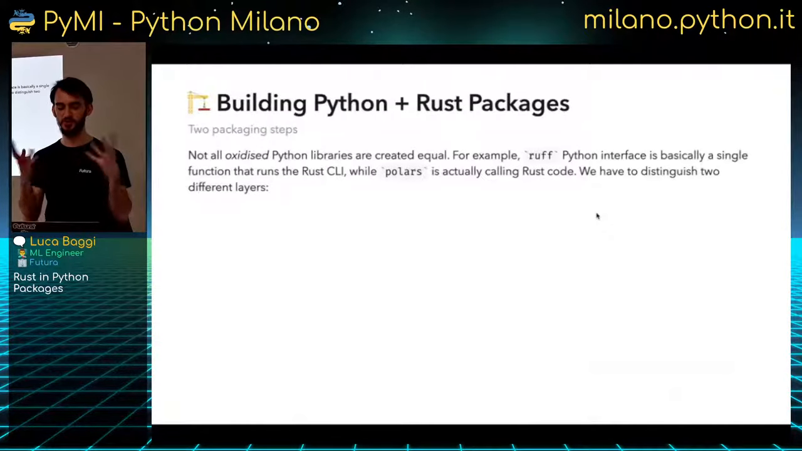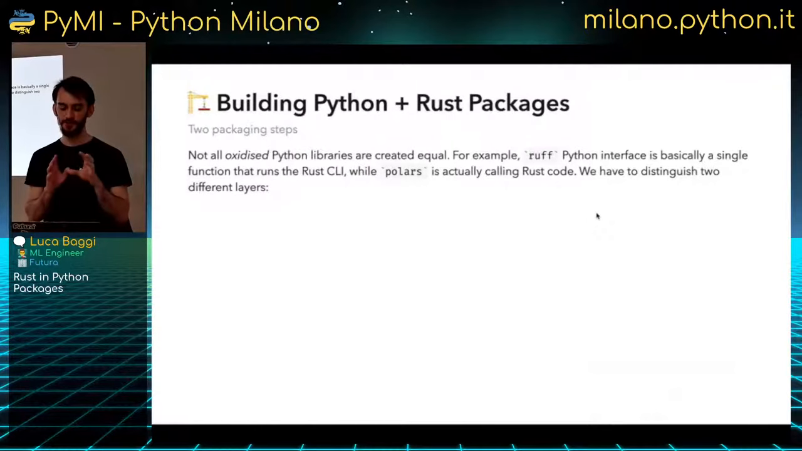Packaging is done in two steps, and not all oxidized Python libraries, so Python libraries with a Rust core, are created equal. Ruff, for example, the Python part of it is really just one function that calls the Rust CLI. Okay, but on the other hand, Polars actually has Python functions calling Rust code.